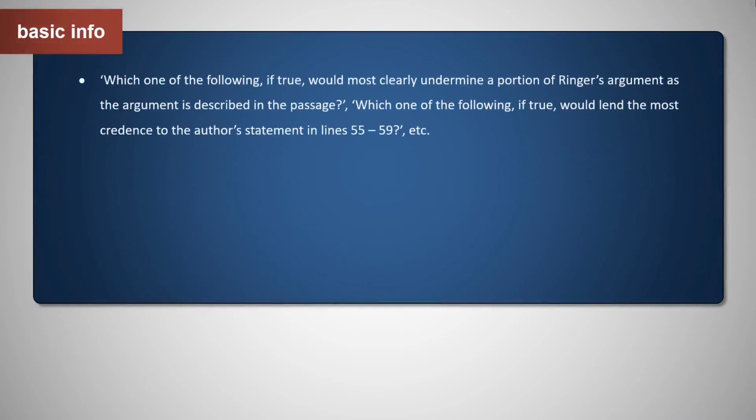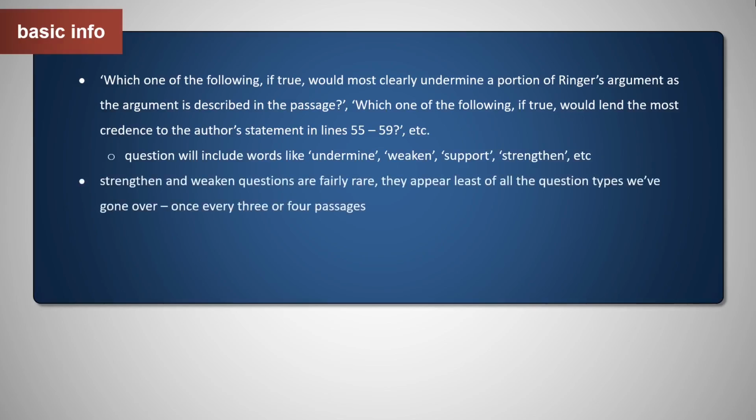Alright, so in terms of the basic information, we've got some examples here. Which one of the following, if true, would most clearly undermine a portion of Ringer's argument as the argument is described in the passage? Or which one of the following, if true, would lend the most credence to the author's statement in lines 55 through 59, etc. So, these questions will include words like undermine, weaken, support, strengthen, etc.